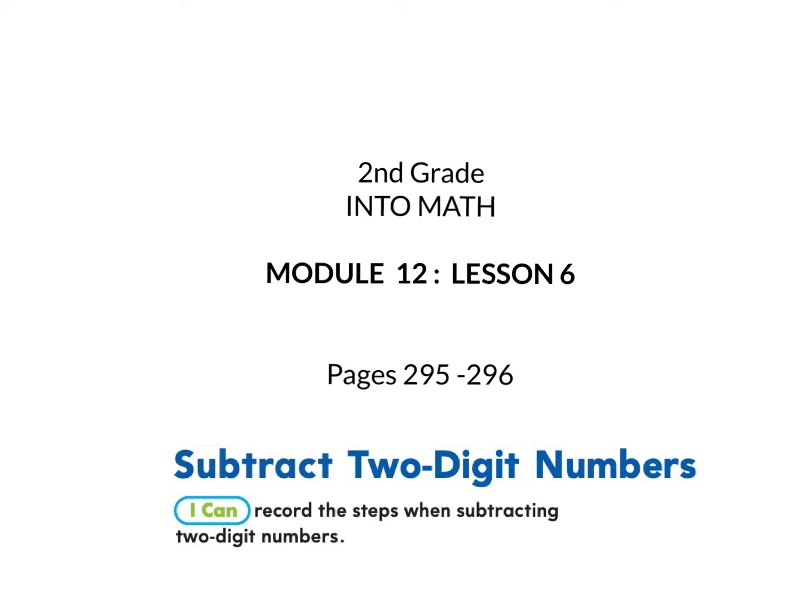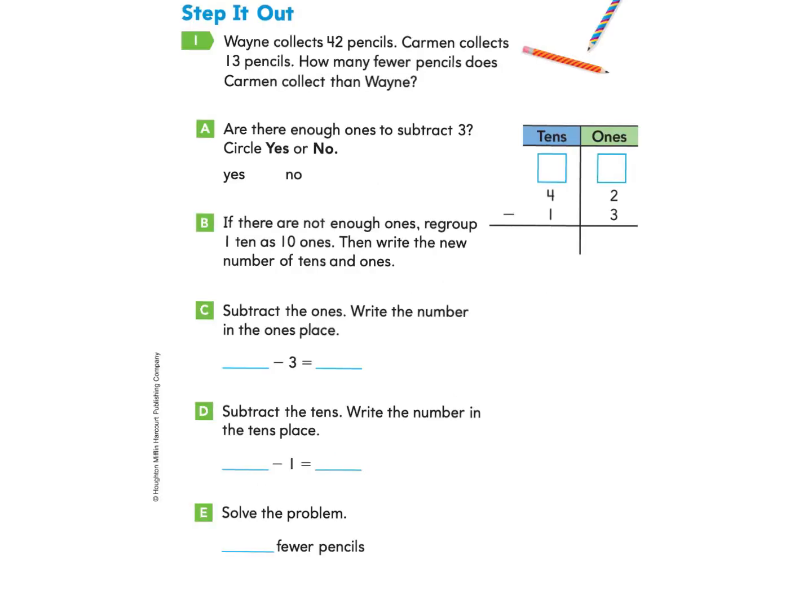This is Into Math, Module 12, Lesson 6. We will begin on page 295. We are going to be looking at subtracting with two-digit numbers, and the goal is for you to record the steps when subtracting two-digit numbers. Please gather your workbook and a pencil and turn to page 295. We will start under Step It Out.